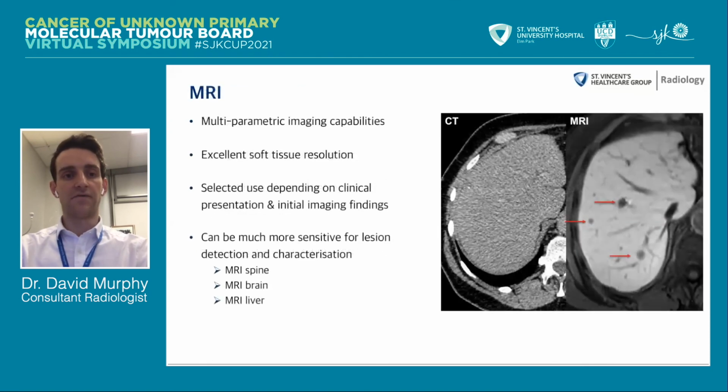And then MRI obviously is very useful in oncology imaging with its multi-parametric capabilities and excellent soft tissue resolution, but its use is really selected depending on clinical presentation and findings on initial imaging tests. It is most useful for improving lesion detection and characterization, particularly in brain, spine and liver imaging. This is an example of liver metastases on MRI, which are almost completely occult on CT.